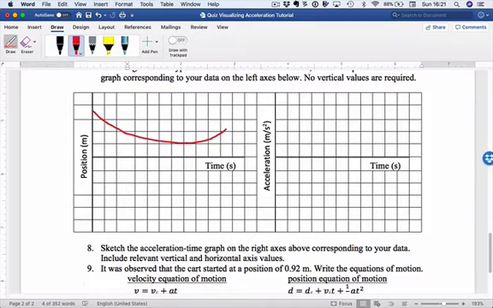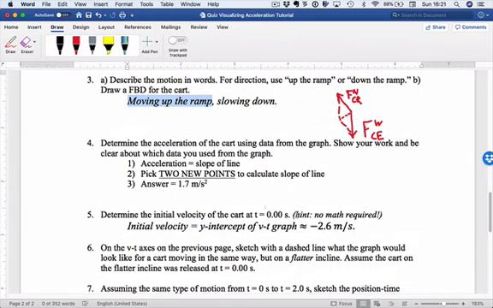For number 8, the acceleration time graph. Okay, that was much more straightforward. Many of you got that right. Flat line. And then the number here, because it did say to include vertical, horizontal, and vertical values. For that, I was looking for the number to correspond to whatever you got up here in number 4. So that number on the y-axis.